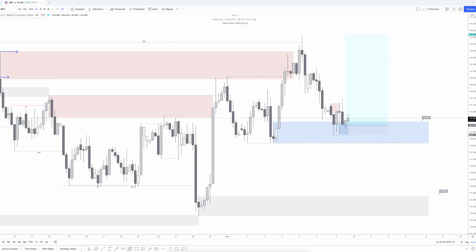Alright, we were first looking for price was up here within this area. I told my clients we were going to look for price to tap into here, and we were going to look for price to push to the upside.